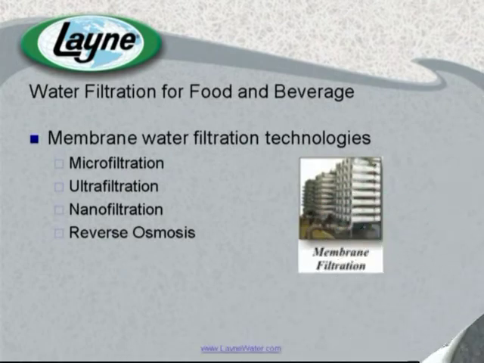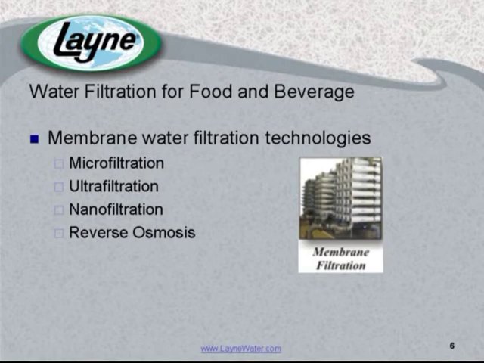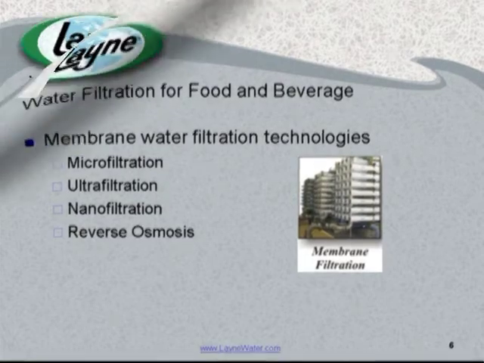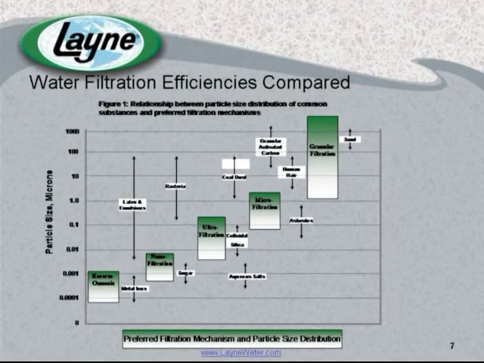So that's one broad category. The second is getting into the various types of membrane water filtration technologies. Here we're going to talk about microfiltration, ultrafiltration, nanofiltration, and then ultimately reverse osmosis, which is actually going beyond even filtration, really beginning to separate water at the molecular level. So you're really talking about a demineralization process when you get to reverse osmosis.